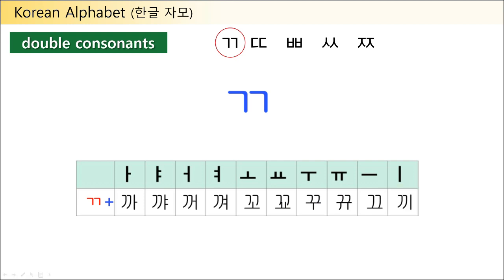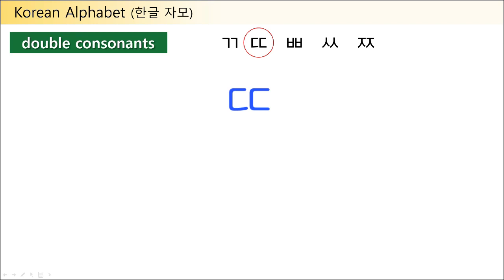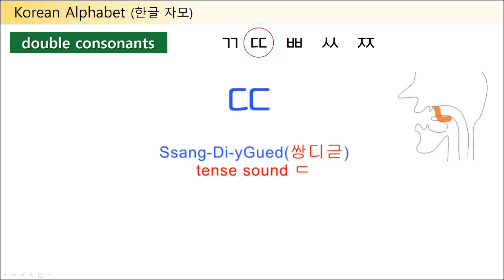Remember that you have to pronounce this consonant applying strength to your tongue's root and throat muscles. Next double consonant. Double digeut, we call it sang digeut. This is also a tense sound of digeut, so you have to pronounce it applying strength to the end of your tongue.